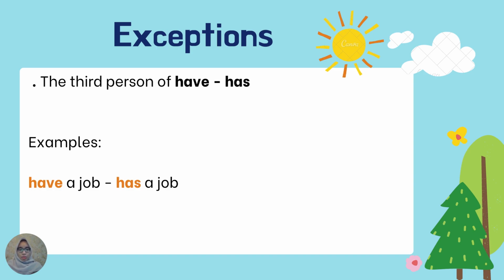The last exception is the verb have. If the subject is I, you, we, they, or more than one, you use have. But for the third person singular form, he, she, and it, you have to use has. For example, if the verb is have a job, if you want to change it, it becomes has a job.